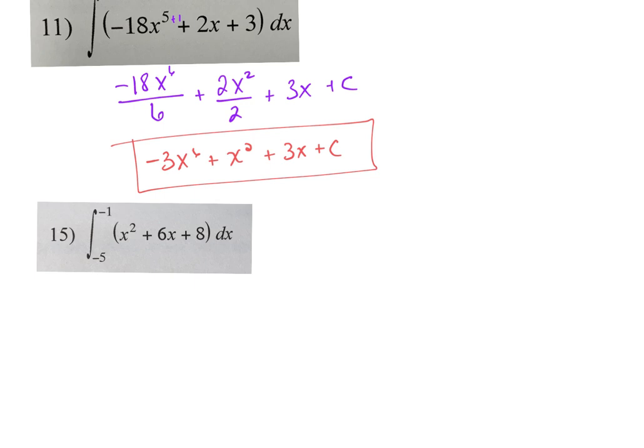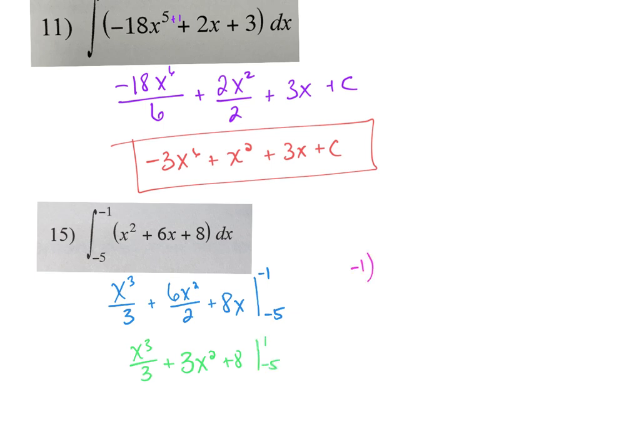Definite, I'm going to do the same exact thing, but I'm going to fill in my numbers. So x squared becomes x cubed over 3. 6x becomes 6x squared over 2, and 8 becomes 8x. I do not need my C because I have actual numbers here. You do want to simplify because it's going to be easier. So I am going to simplify these before I plug these in. But then you're just going to plug them in.